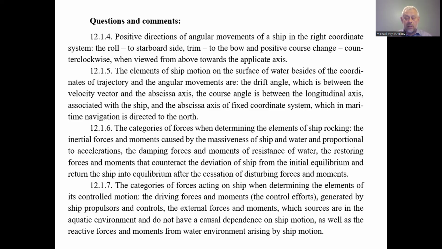So, three categories: the driving forces, the external forces, and the reactive forces.